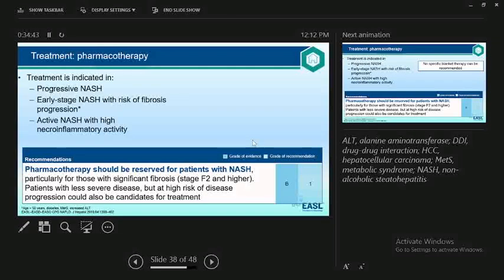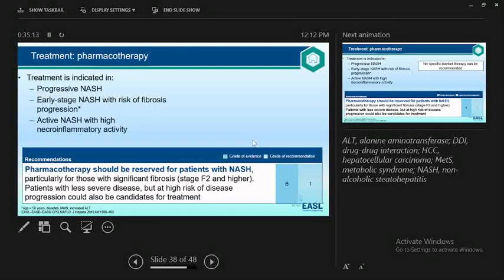So when to treat? Patients are very happy to take a tablet and go home, because this is considered the easiest way. But pharmacotherapy should be reserved for patients with NASH. Don't prescribe vitamin E or whatever when you see a patient or report with fatty liver disease. Useless, a waste.